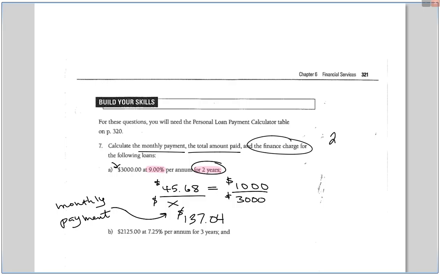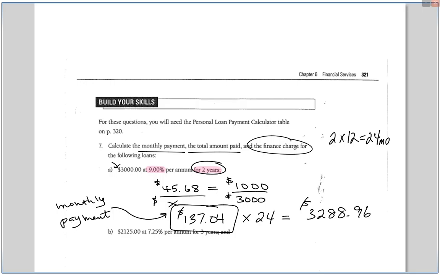In 2 years, there's 12 months per year, so that's 24 months where you have to pay 137.04. So 137.04 times 24 is $3,288.96. Take out my highlighter here. This $3,288.96 is the total amount paid. The monthly payment is $137.04.